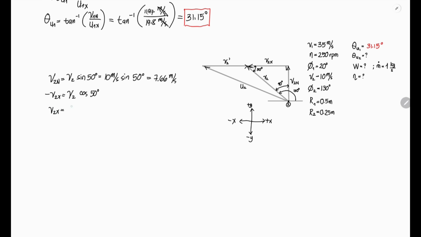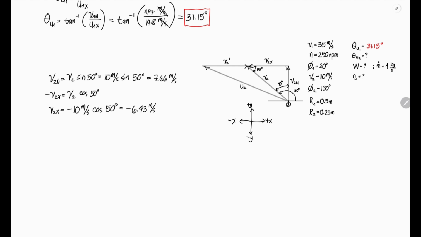So, v2x is equal to negative, ano yung V2? That is 10 meters per second cosine 50. So that is negative 6.43 meters per second. So kanina, kinuha natin yung V1 prime. Ngayon, it is also necessary for us to get the value for our V2 prime dahil magkaiba yung radius ng ating inner and outer radius. Therefore, mag-iba rin yung kanilang linear velocities.